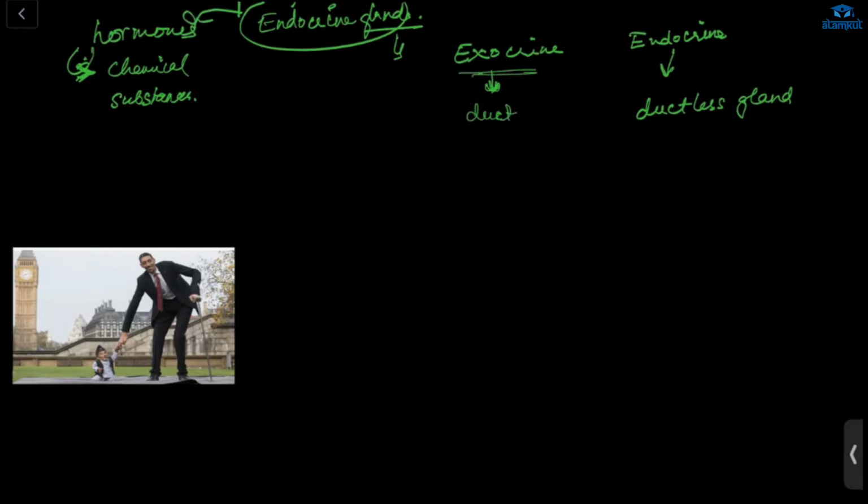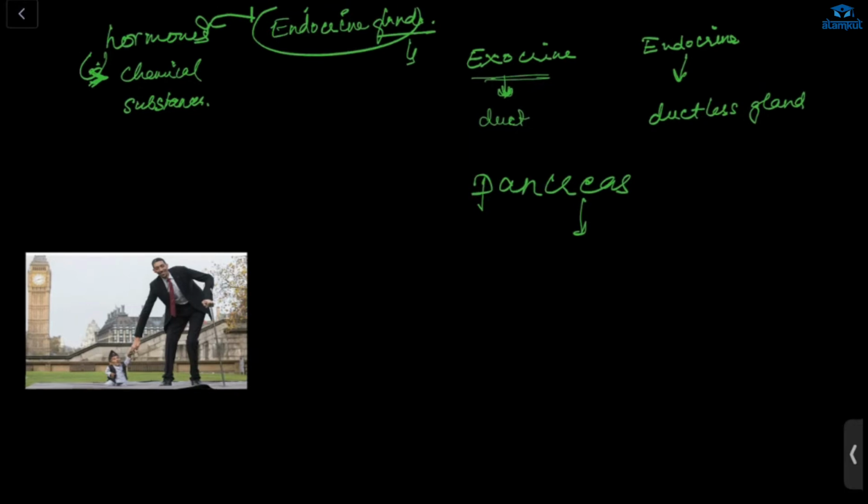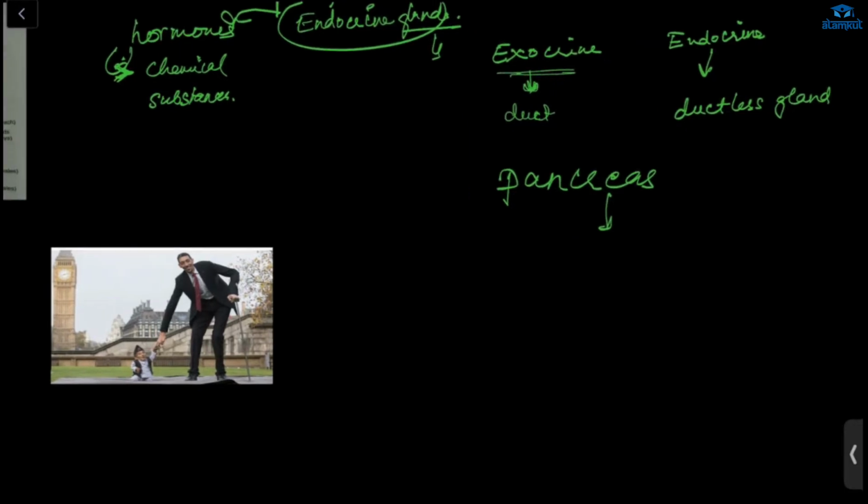Okay, what about pancreas? Is it exocrine gland or endocrine gland? It is both. Yes, correct, Safia. Why? Yes, pancreatic juices, right? Digestive enzymes. That is with duct. Yes, correct. So you know all about the endocrine and exocrine.